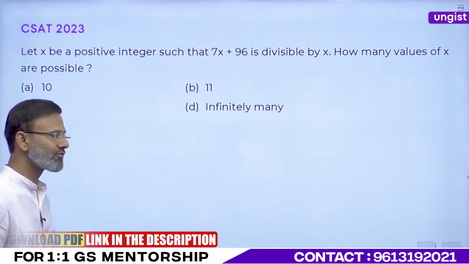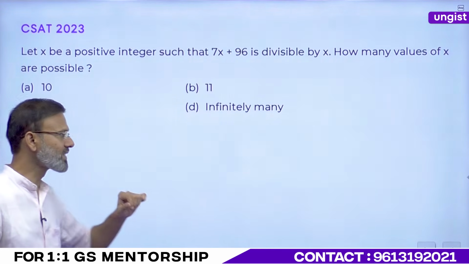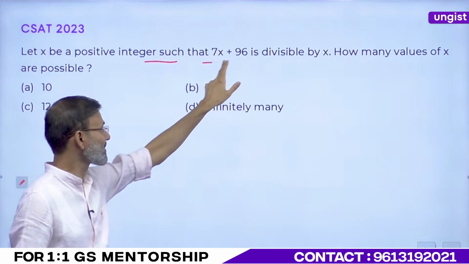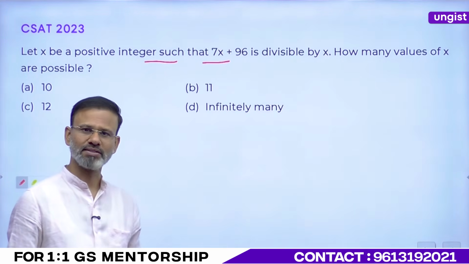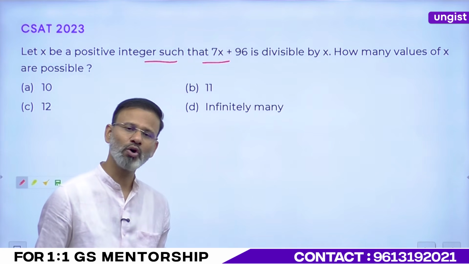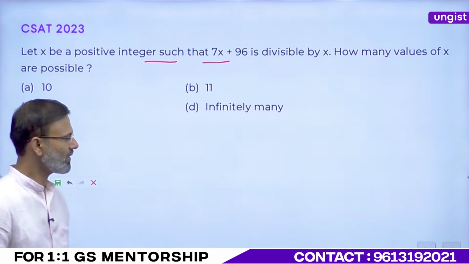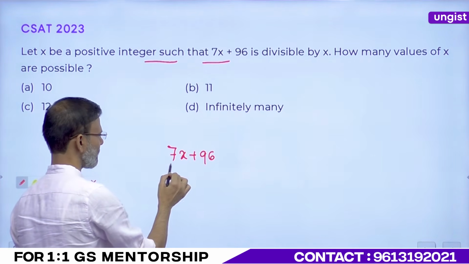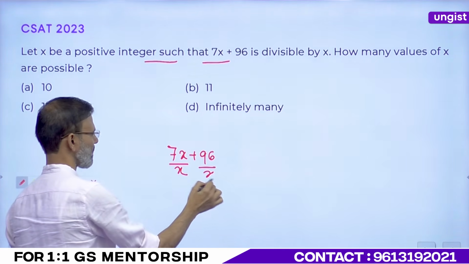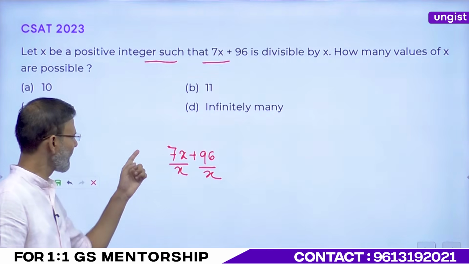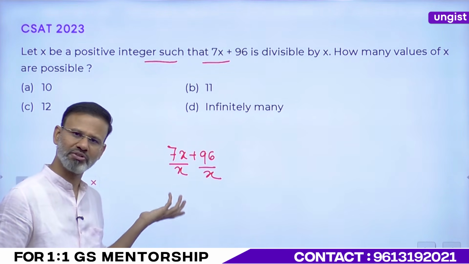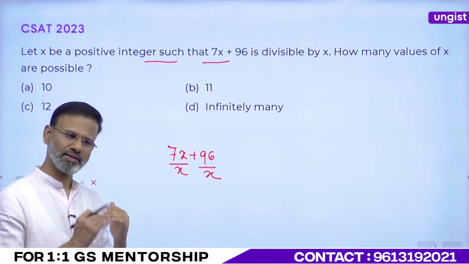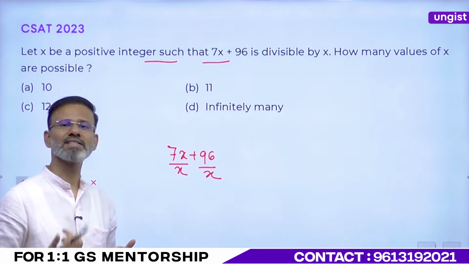The first question is saying 7x plus 96 is completely divisible by x, and x is a positive integer here. How many values of x are possible? Friends, 7x plus 96 is divisible by x, which means, obviously 7x is divisible by x, that is for sure, so 96 is completely divisible by x. That means x is a factor of 96.